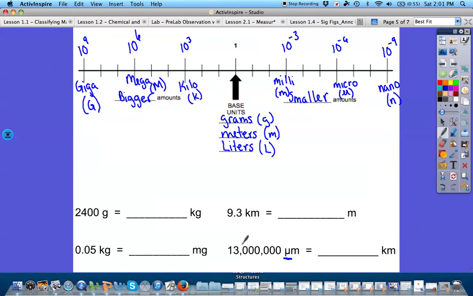There's 2 others I would like you to know, and that is 10 to the negative first, which is deci, D-E-C-I, and this is a lowercase d. And then 10 to the negative second, which is centi, and this is a lowercase c.